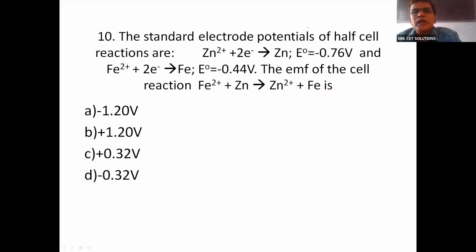The standard electrode potentials of half cell reactions are given. You have two half cell reactions given here, both reductions, both SRP values. Let me write these two. When both are negative, compare their numerical values. One with a higher negative value has a tendency for oxidation. One with a lower negative value has a tendency for reduction. So you can take the difference in their potential using that formula. E naught cell is E naught reduction half cell minus E naught oxidation half cell.